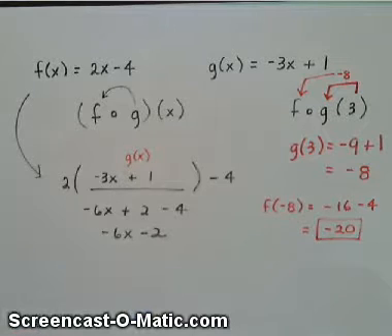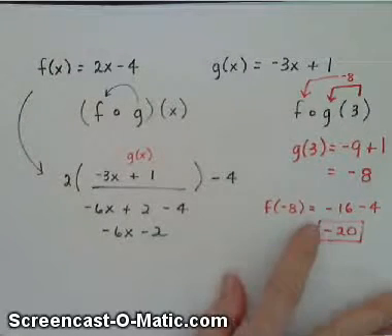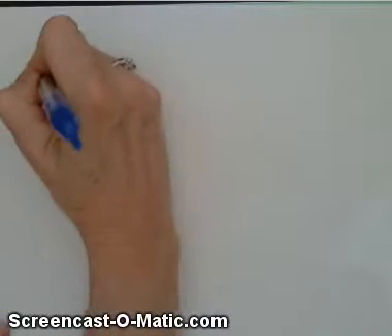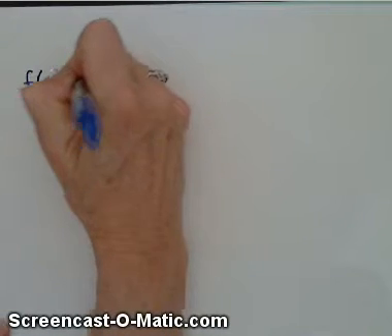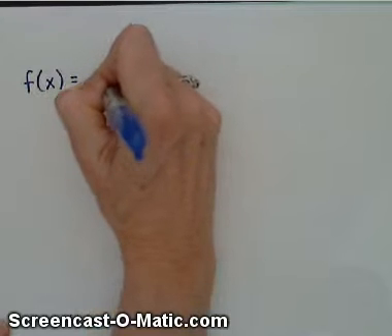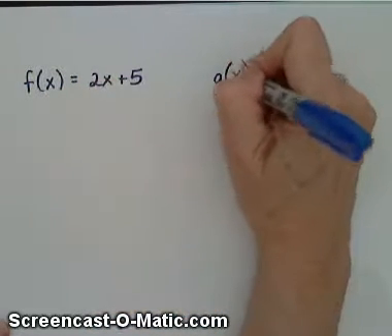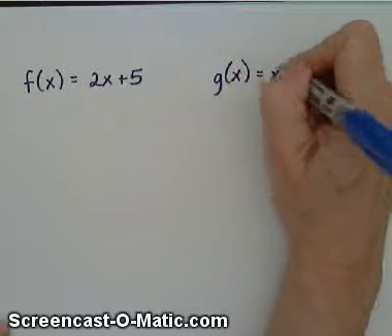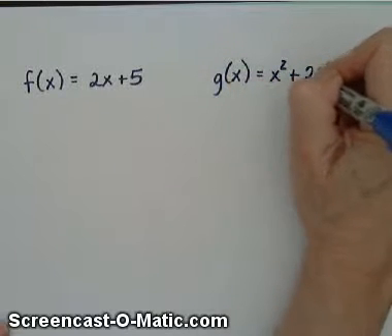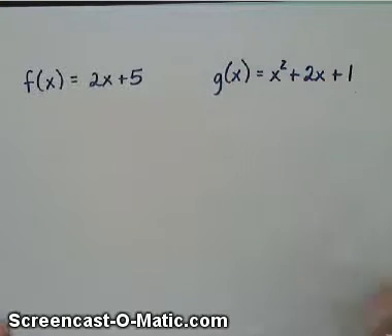Now the composition of functions does not need to be difficult as long as you remember to always work from the tail. Let's do one more example of this. Let's do a linear function. Let's let f of x be 2x plus 5. And let's let g of x be a quadratic function, x squared plus 2x plus 1.